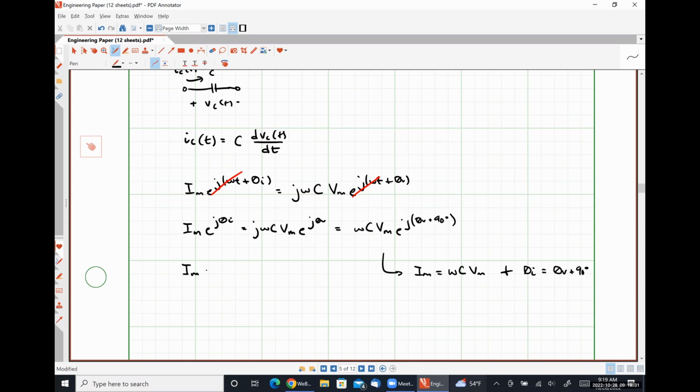Here we have Im angle θI is equal to jωC times Vm angle θv. And so this becomes phasor current I is equal to jωC times phasor voltage V. So these are our phasor relationships.